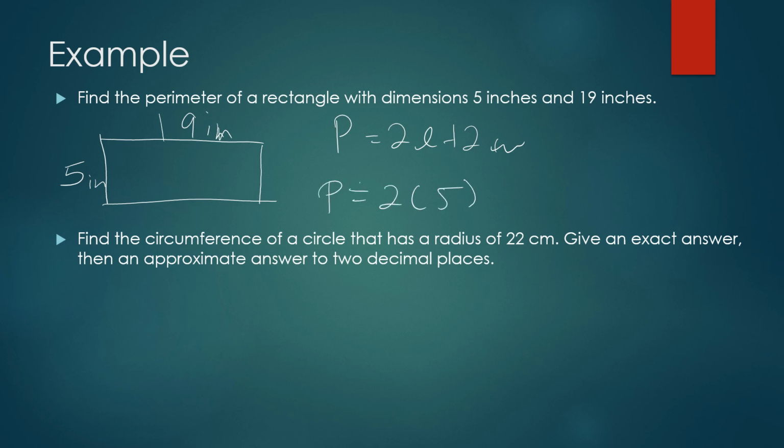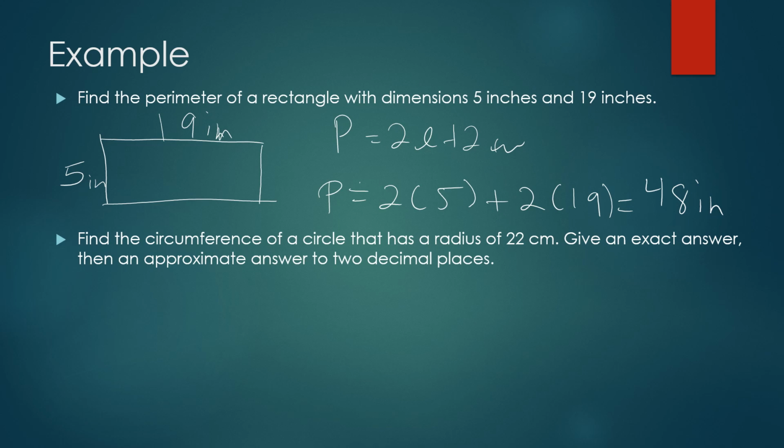5 for L and 19 for W. Now this gives me 10 plus 38, which gives me 48. Now the measurement is in inches, so this will be 48 inches. And we're done. We just had to find the perimeter.